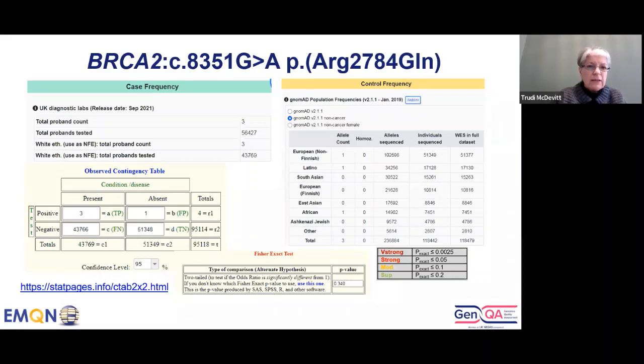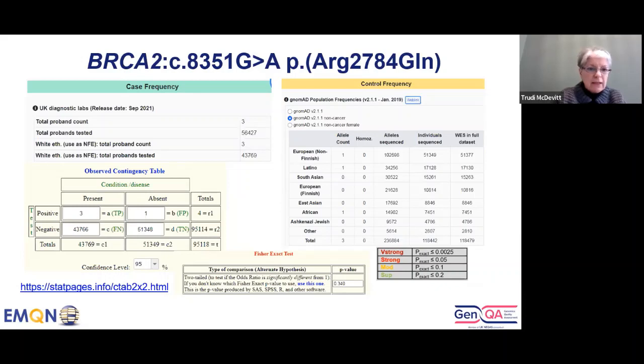So as an example, looking at this BRCA2 variant, if you go onto the CanVIG CanVar database, you can see here that there are 3 cases where this variant has been identified in the testing cohorts from the UK laboratories, in a total of 56,427 total probands tested. You can use your NFE equivalent from the white ethnicity cohort to give you 3 in 43,769. And then you can compare that to the gnomAD figures if you look to the right using the NFE data where there's 1 case in 51,349 individuals sequenced.